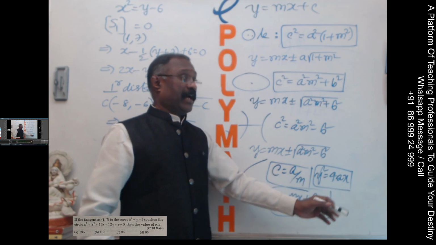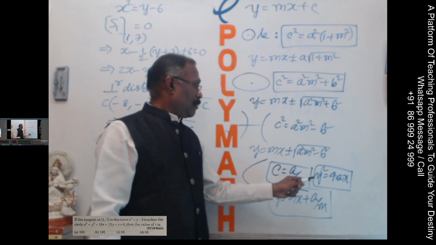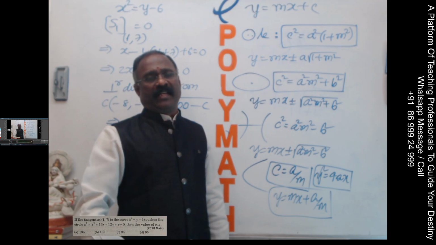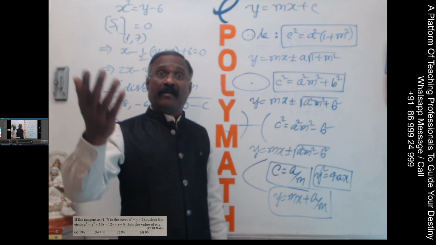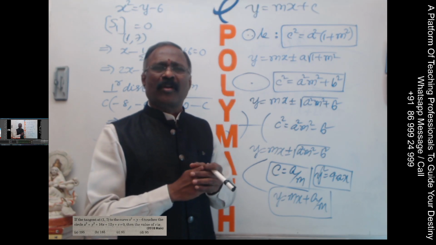Even if it is x square is equal to 4ay, you cannot apply this. If y square equal to 4ax changes to be x square equal to 4ay, you cannot apply this. Then it will be c is equal to minus am square. How many such conditions do you remember?